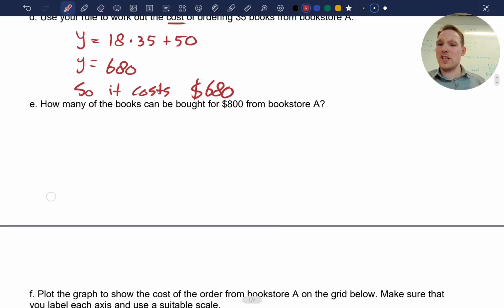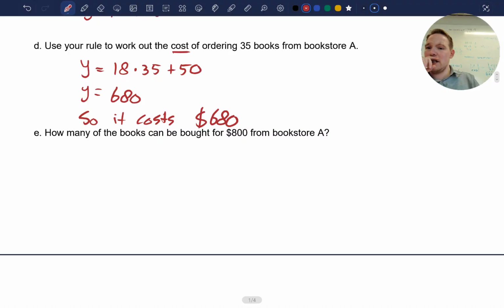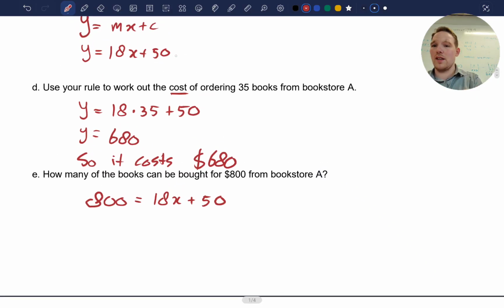How many books can be bought for $800? Okay, so now I want the price to be 800, where I have the equation 18x plus 50 still from before, right? It's the equation we had right over here. So we subtract 50 on both sides.